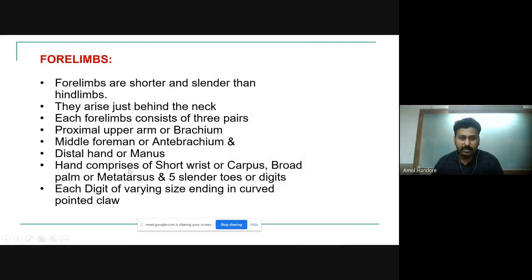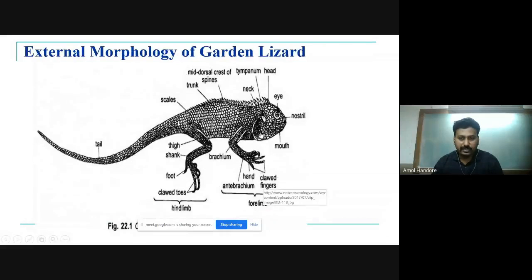Now this hand comprises a short wrist. You must have heard these names, carpals, metacarpals. So in the wrist you have the carpals, and in the palm, it should not be metatarsals, it should be metacarpals. There are 5 slender toes or digits, that is, fingers. In higher organisms we call them fingers, in these organisms we call them digits, and each digit ends in a pointed claw. We know that they are carnivorous animals, so they require very sharp claws.